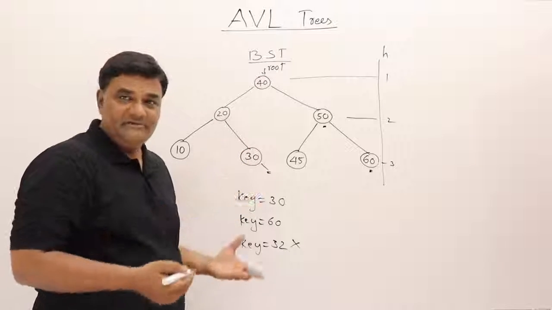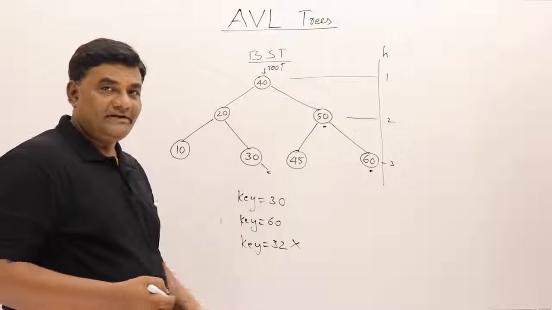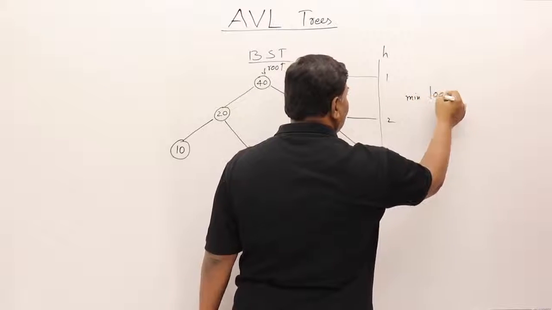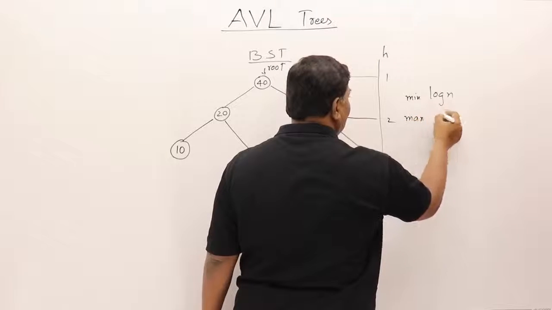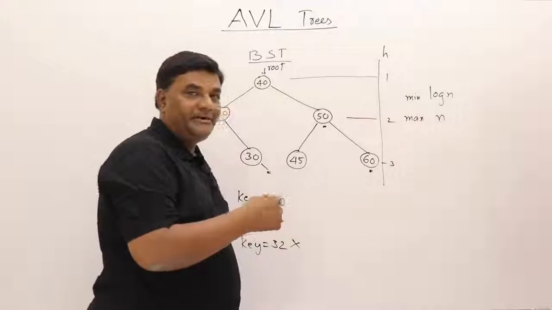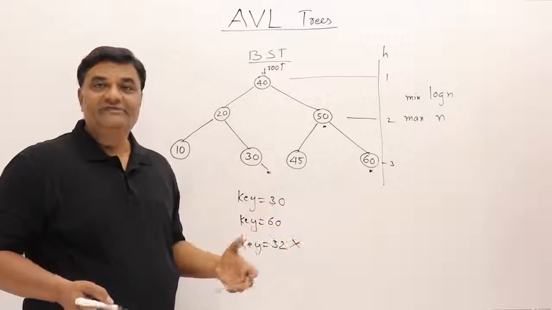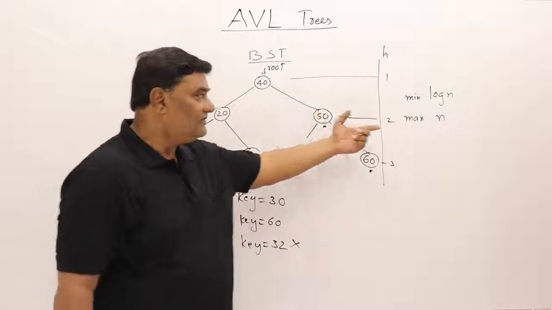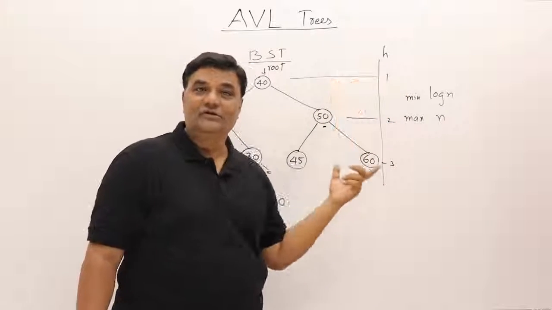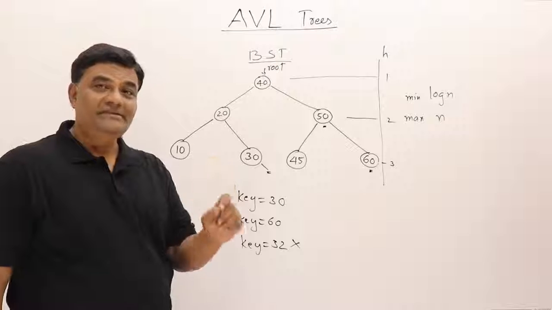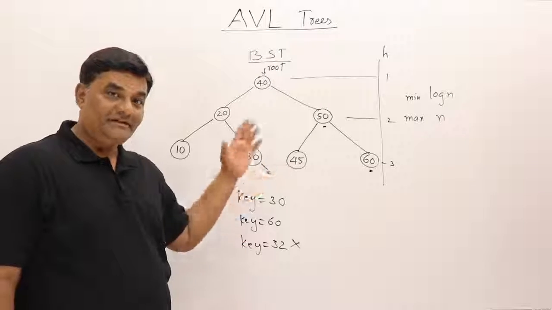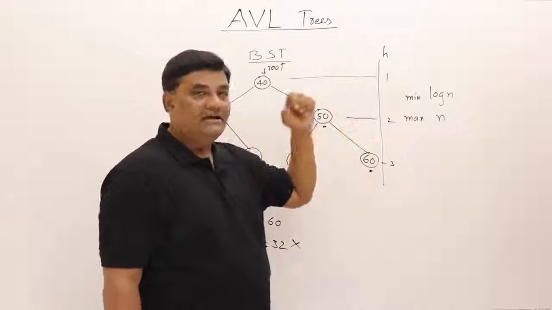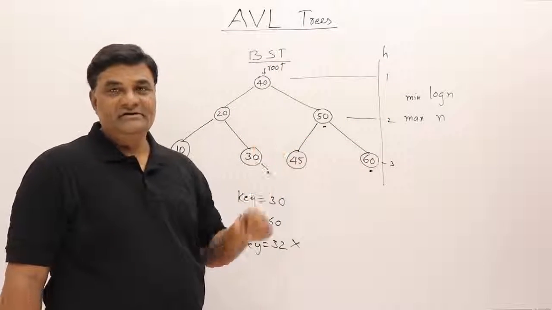A binary search tree is nothing but a binary tree only. What is the height of a binary tree? The height of a binary tree can be minimum log n and maximum n. So it depends. For the same set of keys, we can form different binary search trees. It may extend its height up to n, or it may reduce its height to log n. So it means the minimum time taken for searching in a binary search tree may be log n, and the maximum time may be n. Let us observe the next thing.